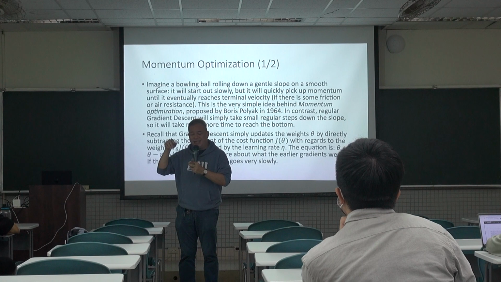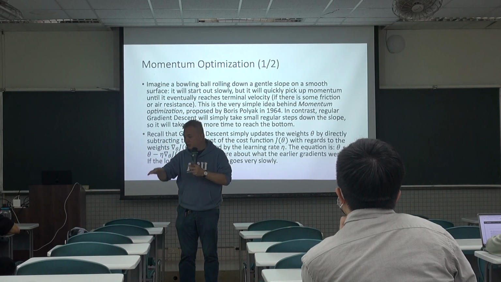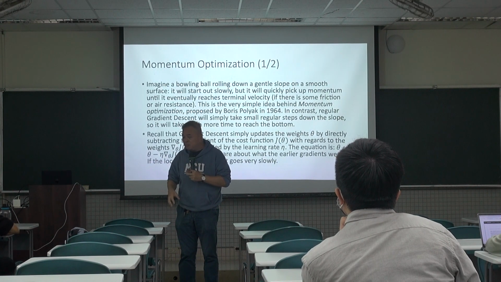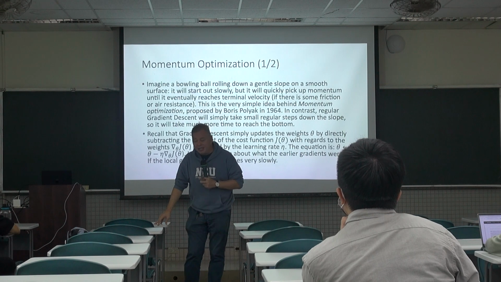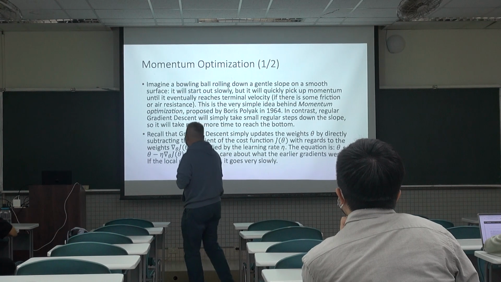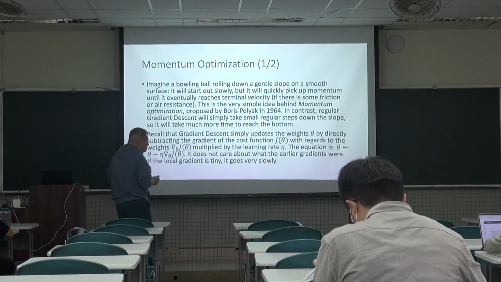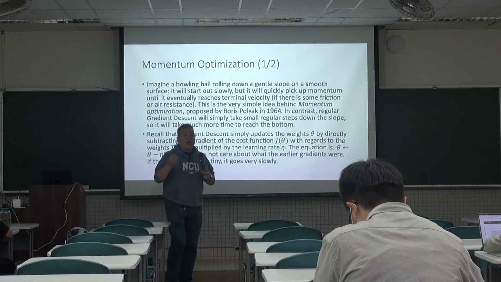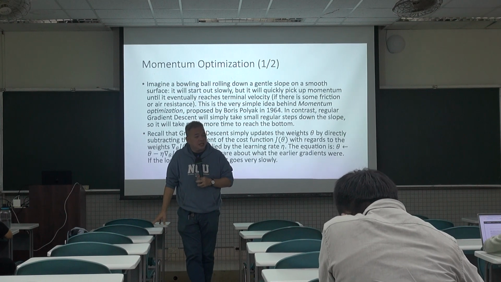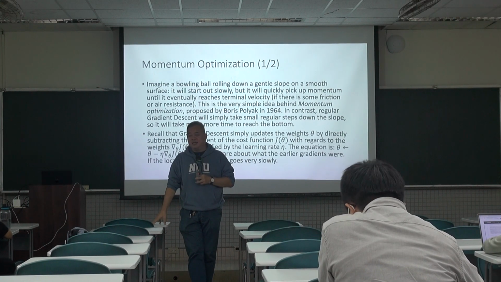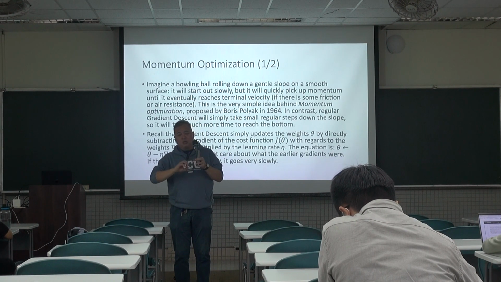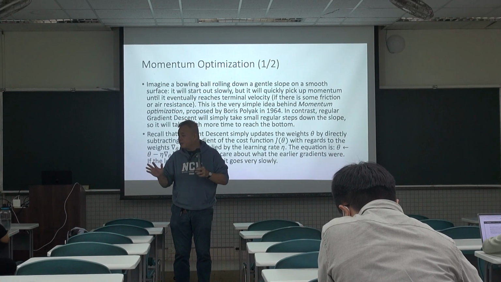If you have a slope that leads to a lower position, you will see that the ball actually rolls faster and faster, right? The ball will gain momentum. So what exactly is that? Basically, the ball will have acceleration. You learn from physics that there's an acceleration that will help the ball roll faster and faster, right?